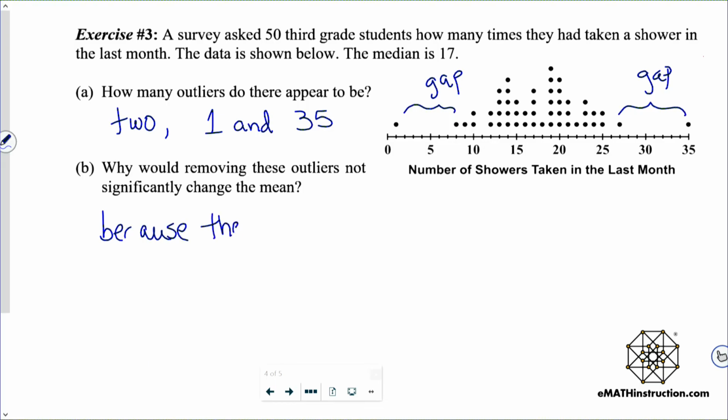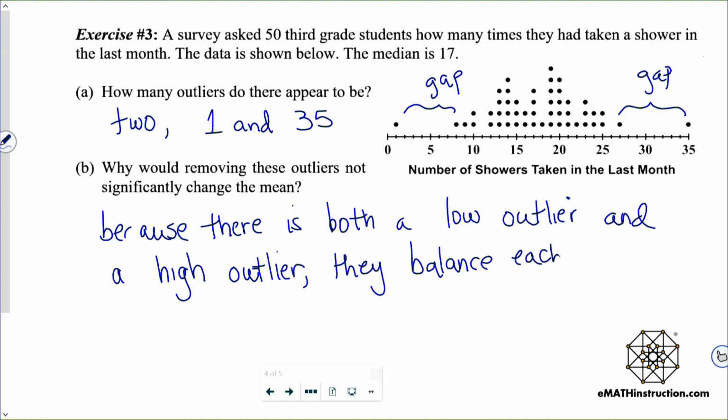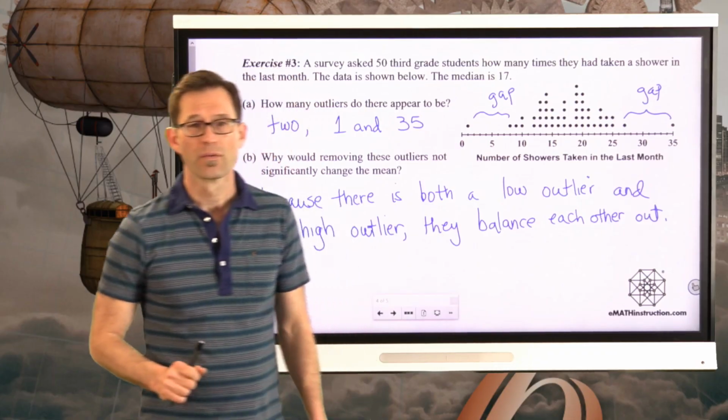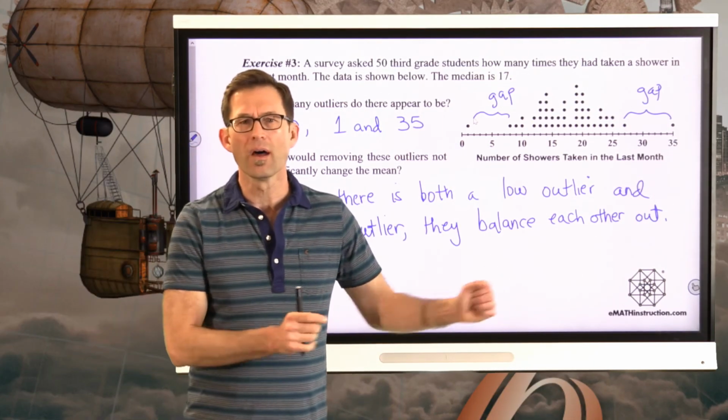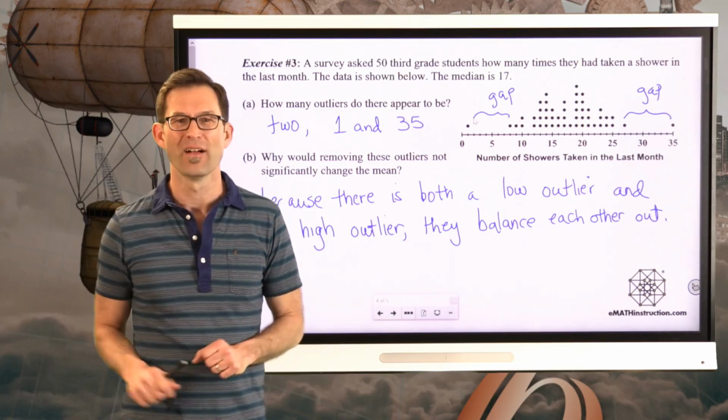So because there is both a low outlier and a high outlier, they balance, or you could even say cancel each other out. But I'm going to say balance each other out. So a high outlier is going to pull the mean up, a low outlier is going to pull the mean down, and if you've got one of both, they just kind of balance each other out.